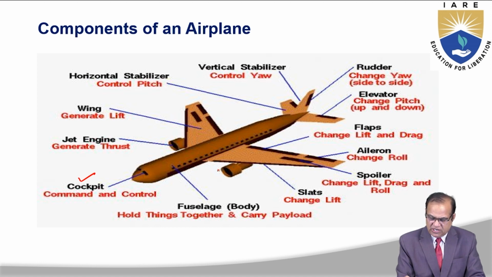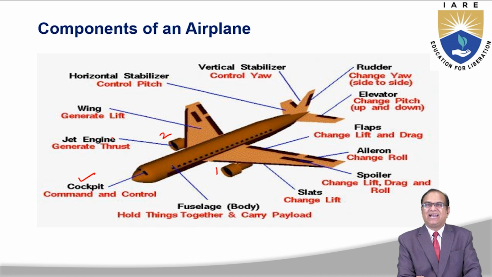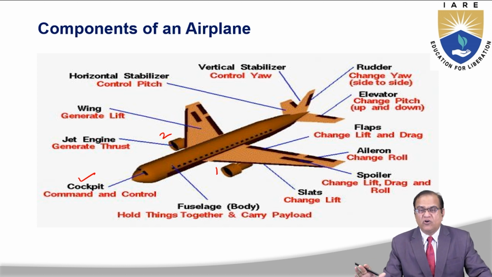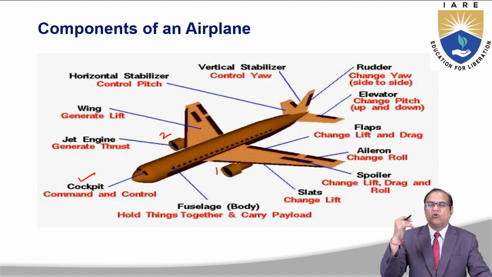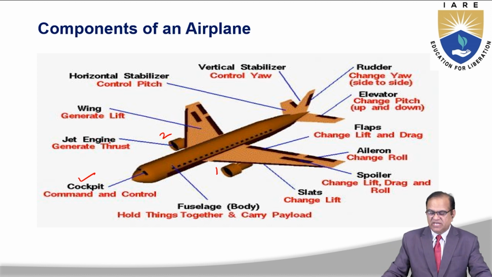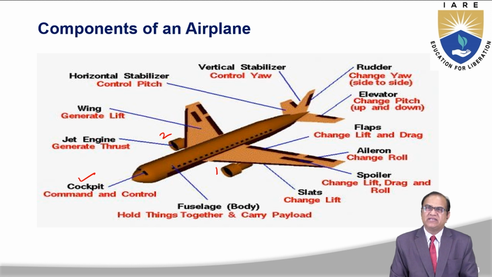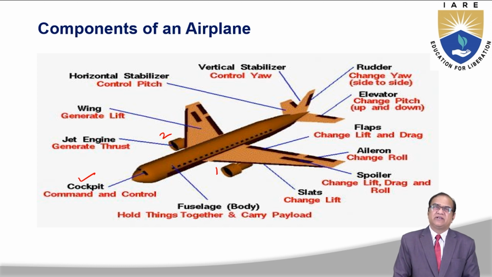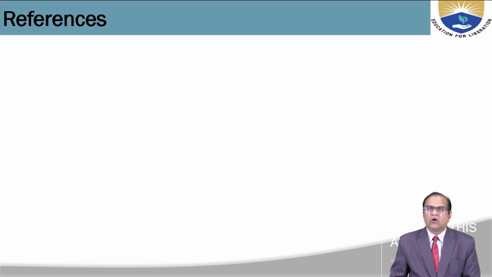Then we have the engines here. One is here, another is here. It is called a jet engine, and this generates the thrust of the aircraft. In this way the power is obtained, and this power is used to force the aircraft to move forward. The locomotion is achieved by this engine. In this way I have completed all the major components of the airplane, and I have also discussed the different parts and their functions. Hope this was quite good.